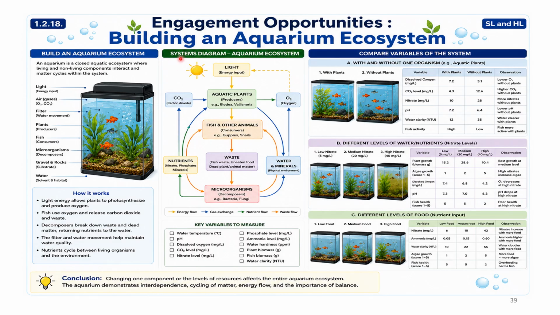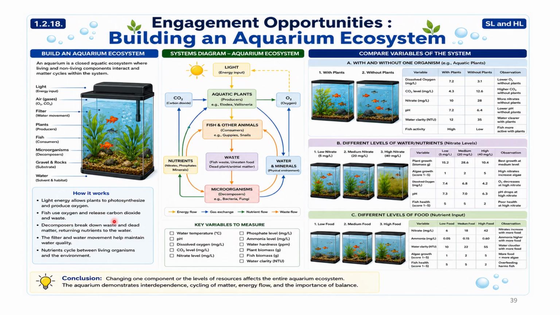Now, let's investigate an aquarium ecosystem, which serves as an excellent model of a closed aquatic system. The aquarium contains producers such as aquatic plants, consumers including fish and snails, decomposers like bacteria and fungi, along with water, rocks, gravel, air, and light. Sunlight provides energy for photosynthesis.